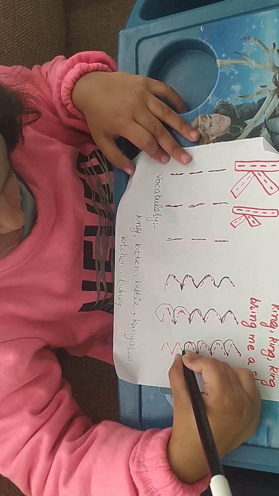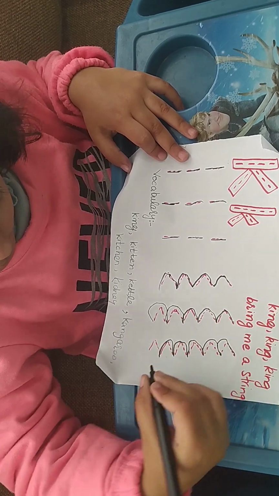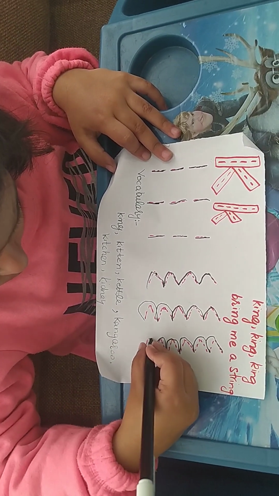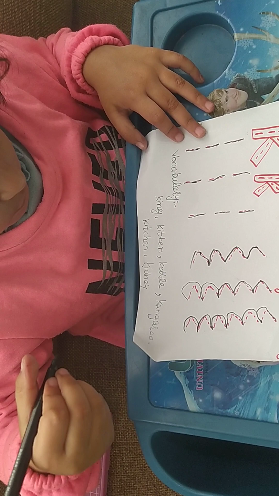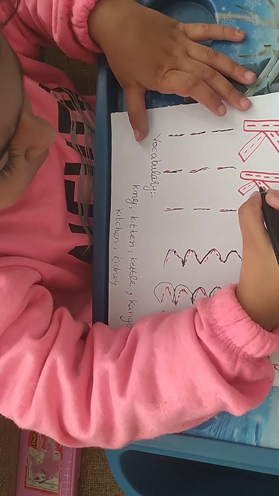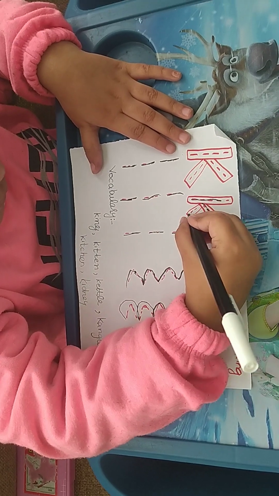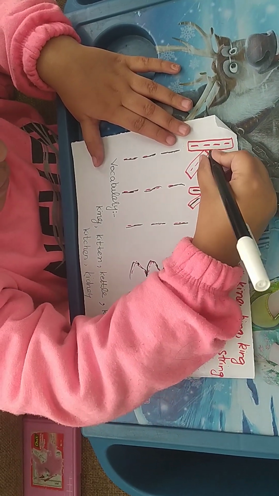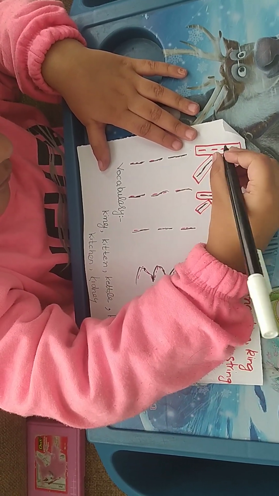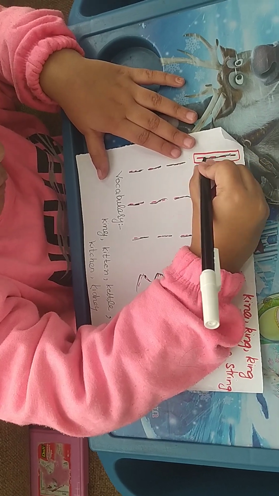K makes a sound with K, K, K. K for kite. K for kangaroo. Lowercase K and uppercase K. Uppercase K, uppercase K. K makes a sound with K, K, K.